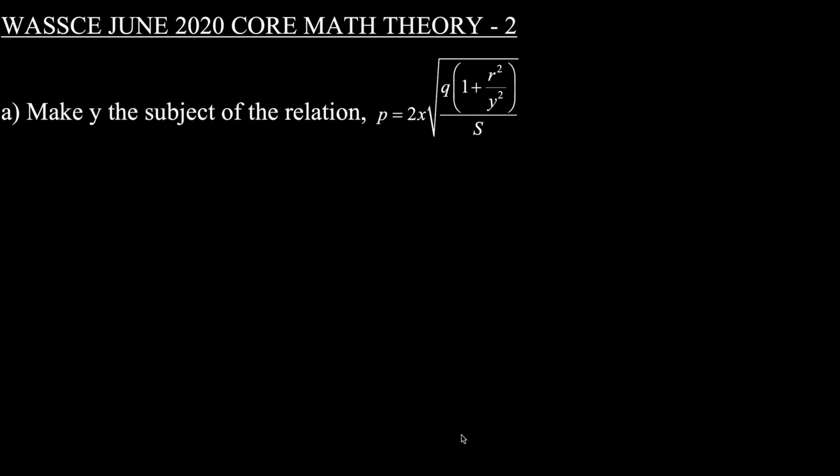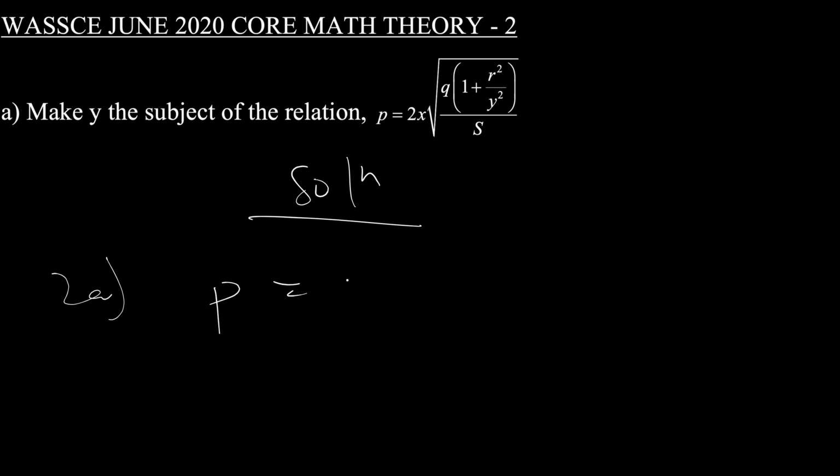In today's video, we'll be solving question 2 of the 2020 June core maths theory questions. So we'll begin with question 2a. Make y the subject of the relation p is equal to 2x times the square root of q multiplying 1 plus r squared over y squared, all over s. So let's begin with the solution for our question.